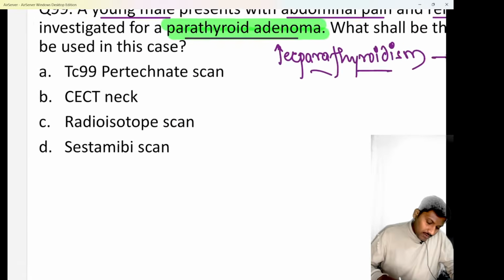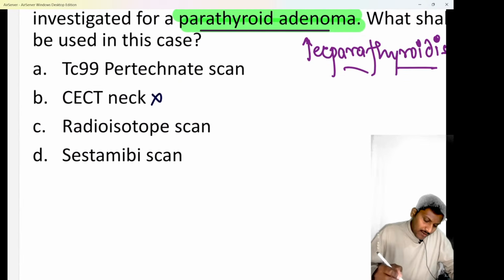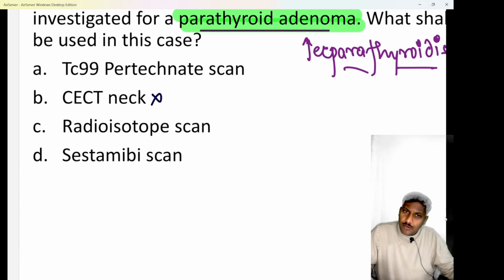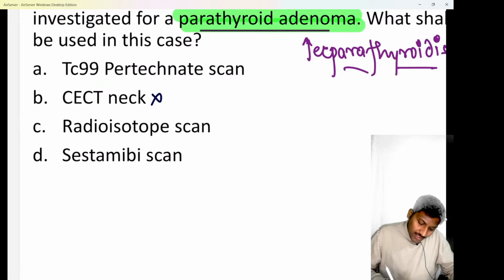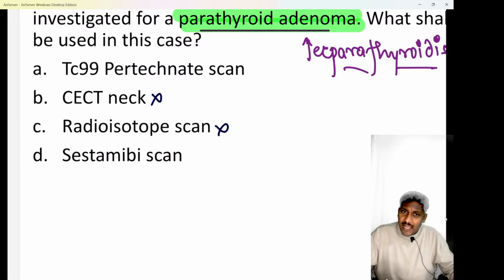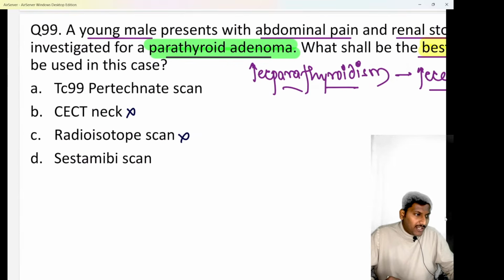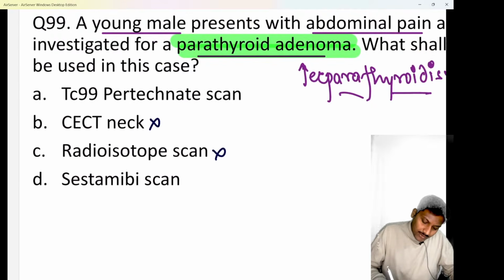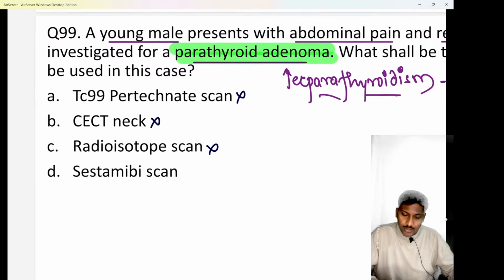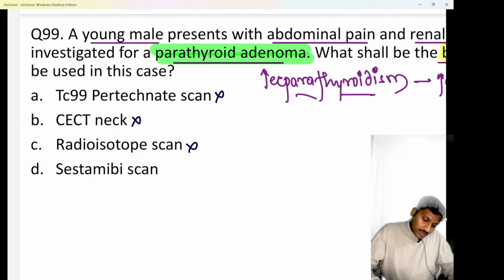We know, beta, that CECT neck is usually done for thyroid swellings or parathyroid swellings, but it is not the investigation of choice to confirm if it is a parathyroid adenoma. Second, radioisotope scan, again it is done for thyroid basically, not for a parathyroid gland. Now we are left with technetium 99 pertechnetate scan or sestamibi scan. We discussed yesterday that technetium 99 pertechnetate scan is generally done for Meckel's diverticulum. So the answer to this question is nothing else but option D, that is a sestamibi scan.